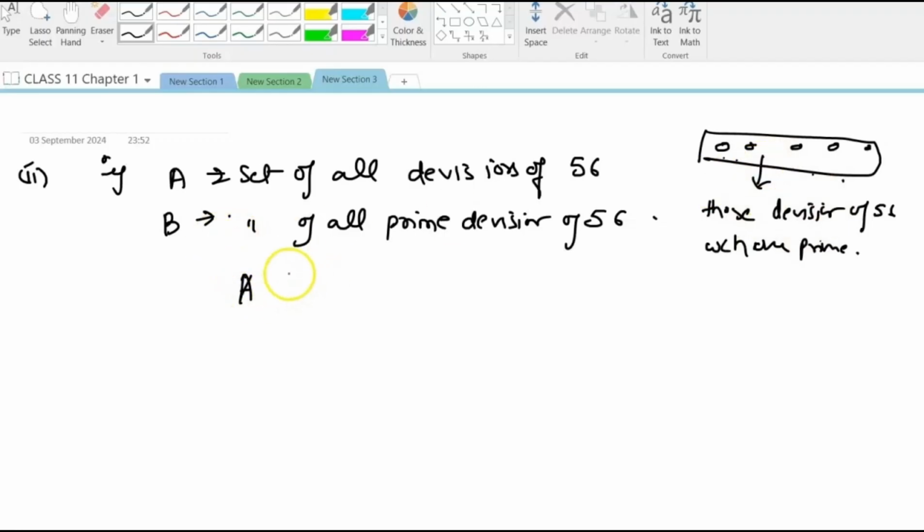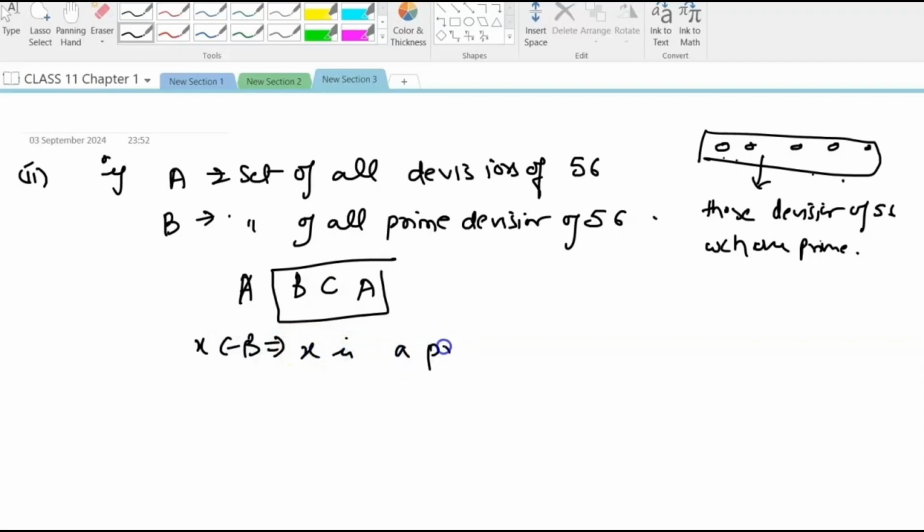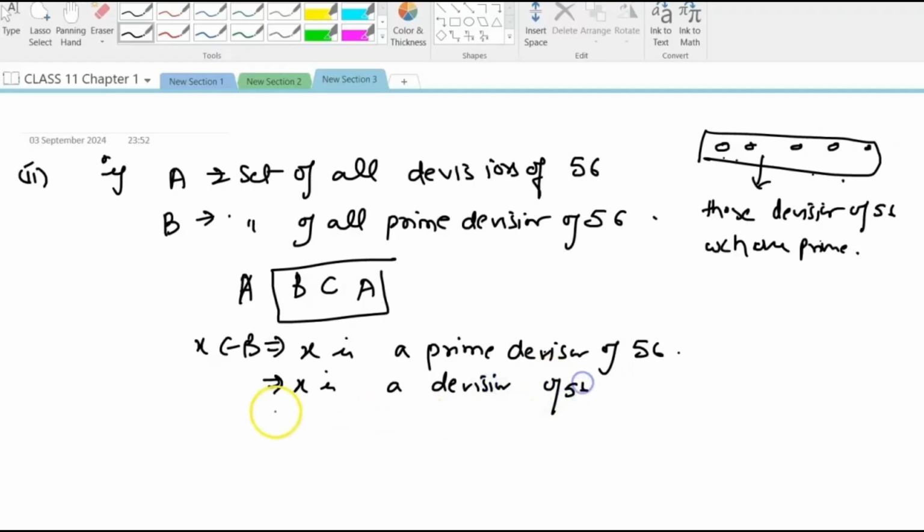This means that B is the smaller set and B is a subset of A, because if any element x belongs to B, this means that x is a prime divisor of 56. So this will mean that x is a divisor of 56, which implies that x belongs to A, and therefore B is a subset of A. Since we are taking x as an arbitrary element, it is true for every element of set B.